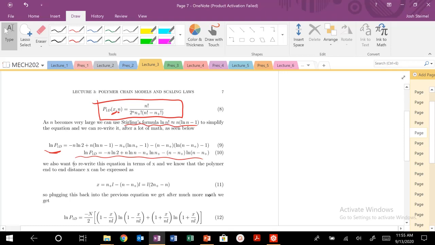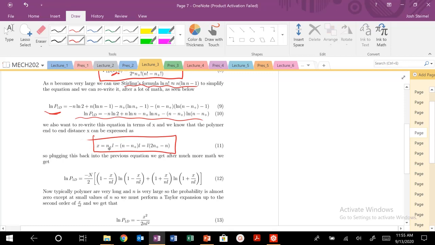And we could use this expression that the distance x is very similar. It's just going to be the number of positive steps times L minus the number of negative steps, which is this expression here.